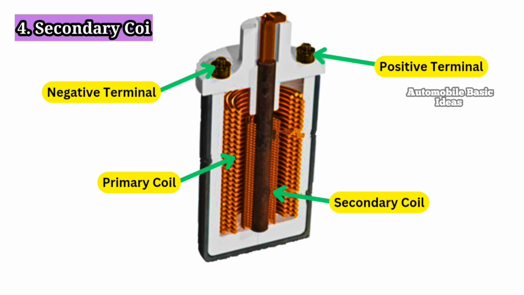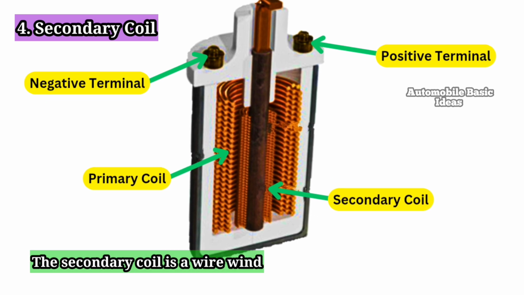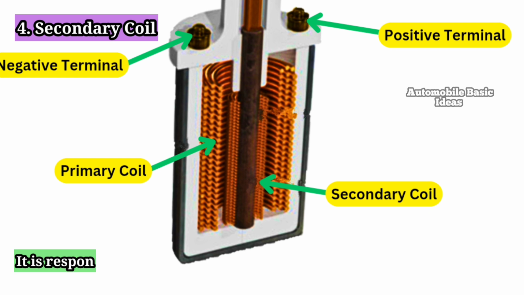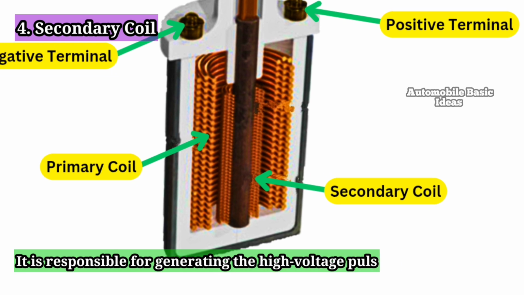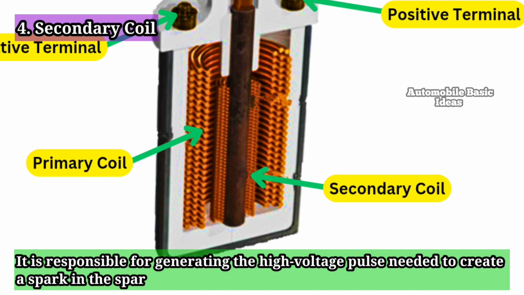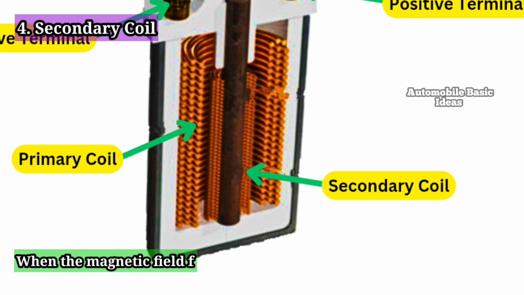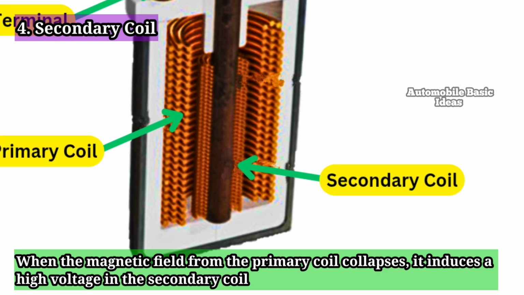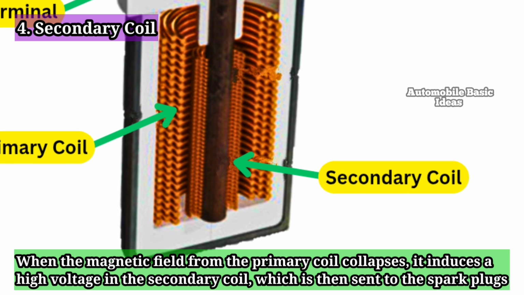4. Secondary coil. The secondary coil is a wire winding with significantly more turns than the primary coil. It is responsible for generating the high voltage pulse needed to create a spark in the spark plugs. When the magnetic field from the primary coil collapses, it induces a high voltage in the secondary coil, which is then sent to the spark plugs.